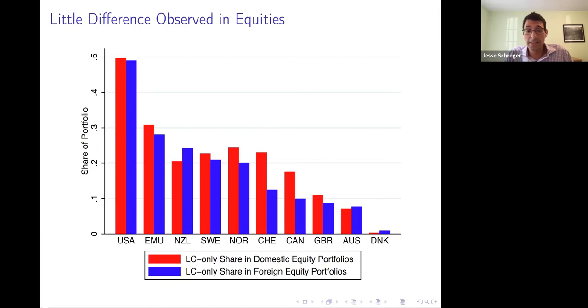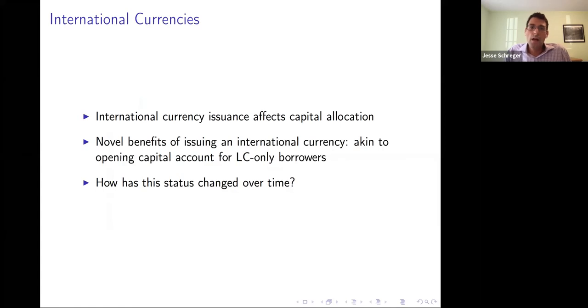That across countries in the equity, they get a similar allocation, but it's really in bonds, in currency, where we see this big division. So that's this idea that we've shown that international currency, this issuing of the dollar as the global currency, is really going to affect the nature of capital allocation. And so in particular, we think this is a novel benefit of issuing an international currency. You can essentially think of it as opening the capital account for local currency only borrowers.